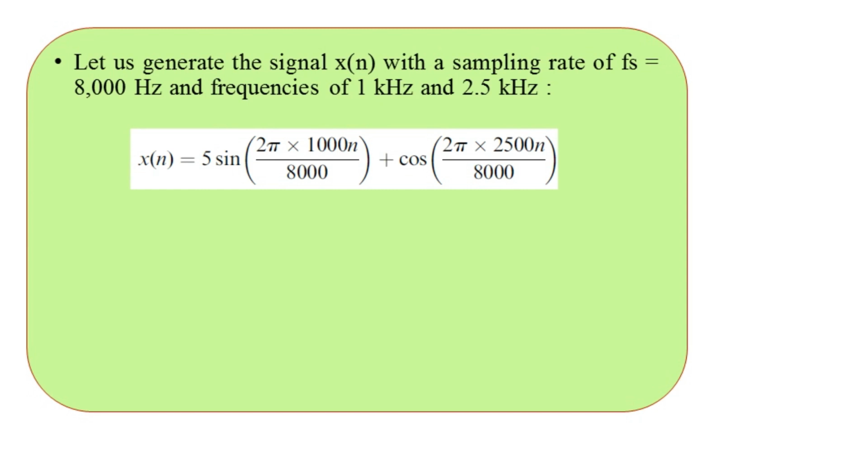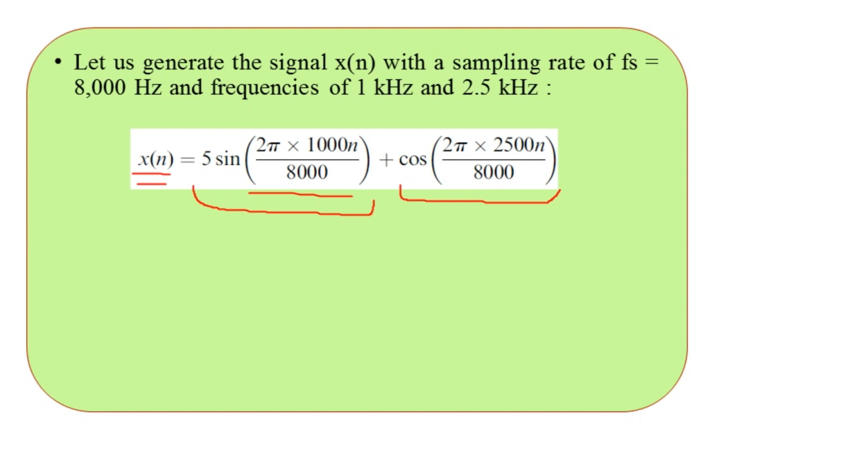This is equal to 5 times the trigonometric sine function. Inside the bracket we have the numerator 2 pi multiplied by 1000n, further divided by 8000. This is the first term on the RHS, which is one of the components of the signal. And the second term is cosine of 2 pi multiplied by 2500 times n divided by 8000.